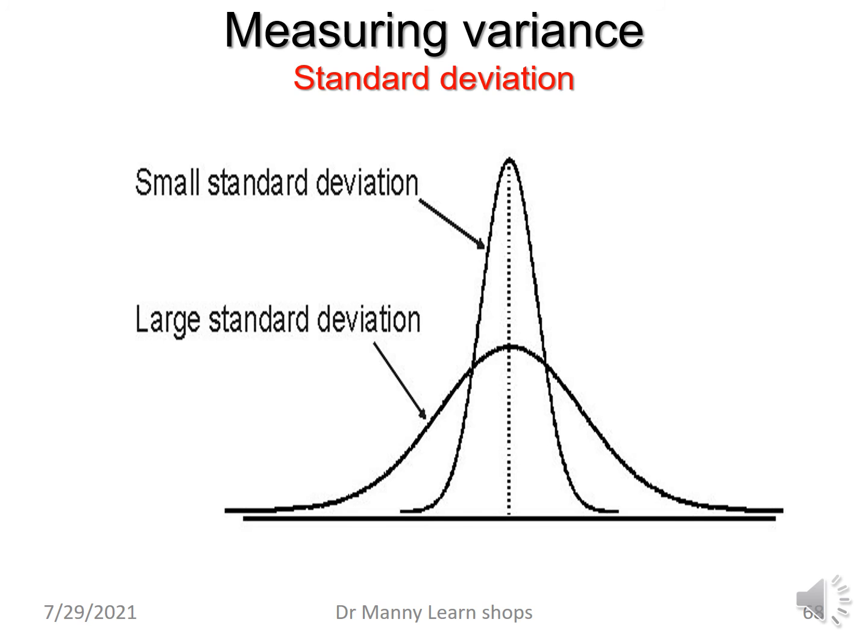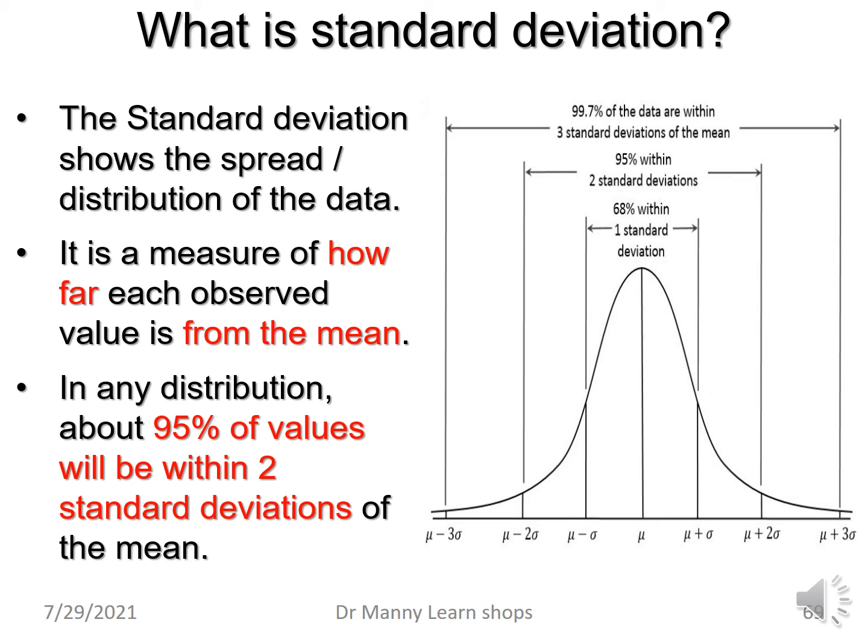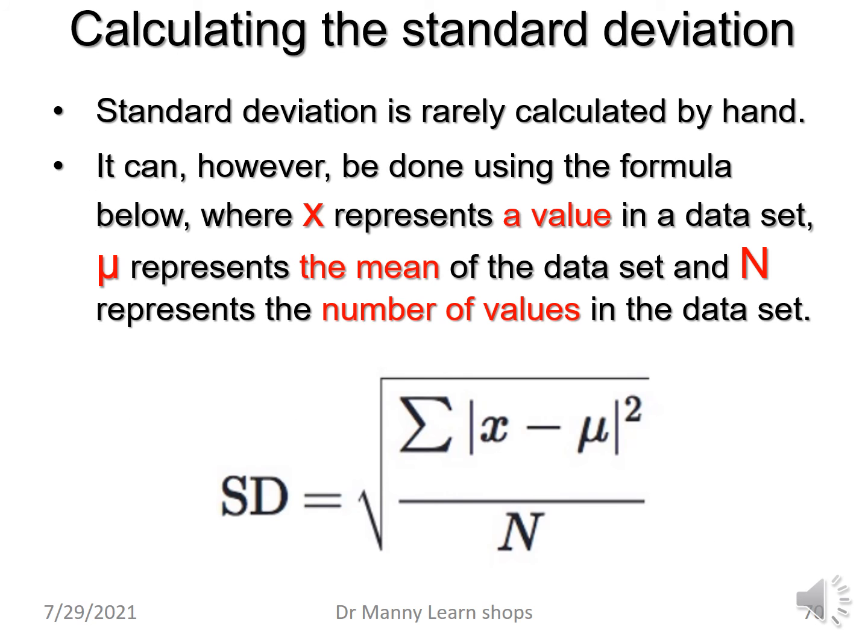When we measure variance, we also use standard deviation. And standard deviation shows the spread of the data, the distribution of the data. And it's a measure of how far each observed value is from the mean. In any distribution, about 95% of values will be within 2 standard deviations of the mean. When calculating the standard deviation, it's rarely calculated by hand. However, it can be done using the following formula, where x represents a value in the data set. You've got the mean and the number of values in the data set.